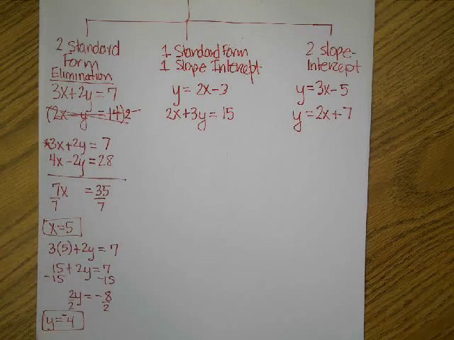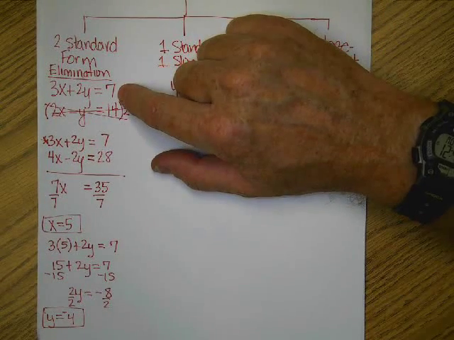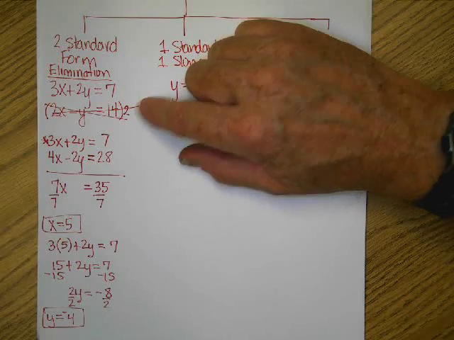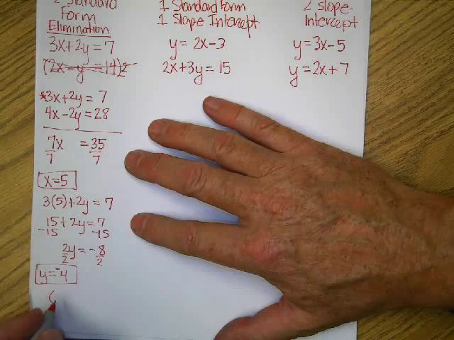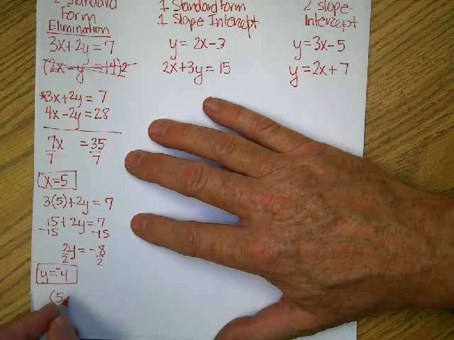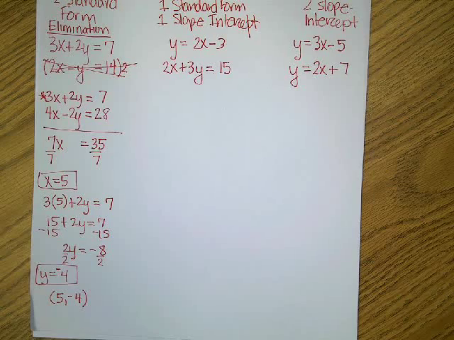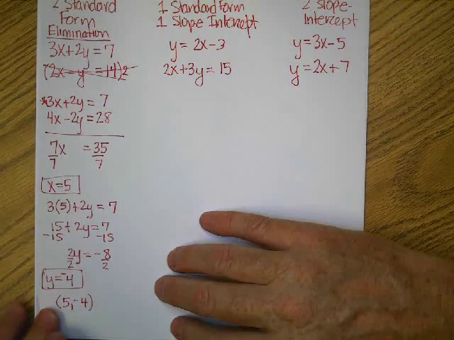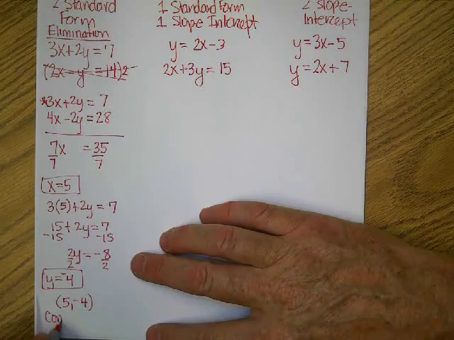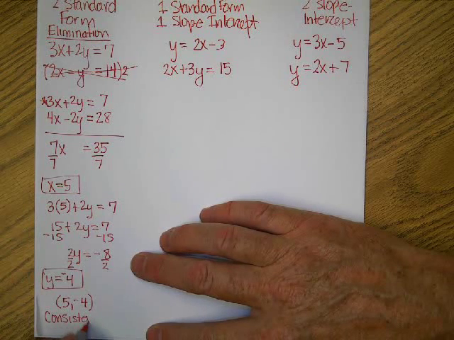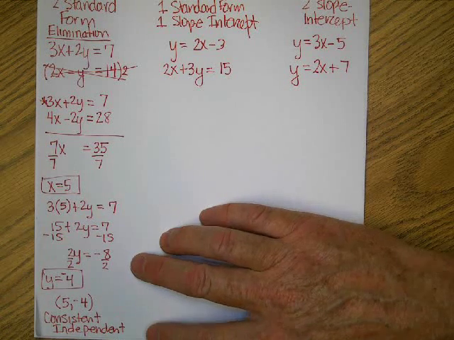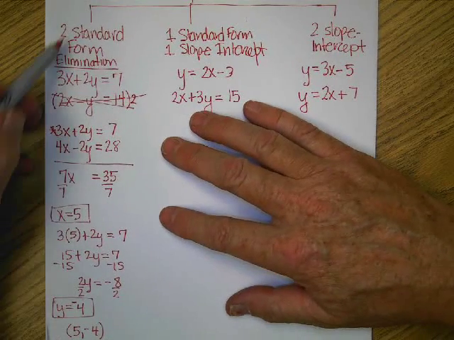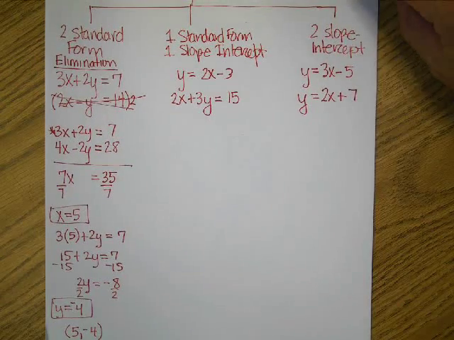So I've solved that original set of equations, 3x plus 2y equals 7 and 2x minus y equals 14. We get x equals 5 and y equals negative 4, and we put that in parentheses. It's the point where those two lines cross, 5 comma negative 4. That's called consistent independent. Those are the math words for calling that system. It's consistent because they intersect, and it's independent because they cross at a point. What method was that again? That was the elimination method, and we use that when both equations are in standard form.